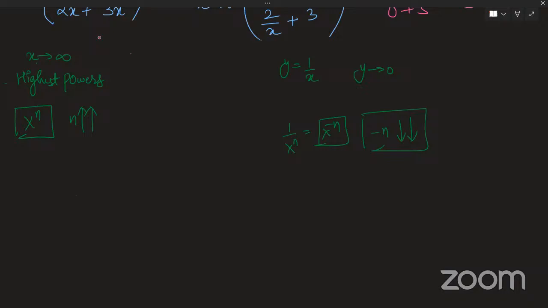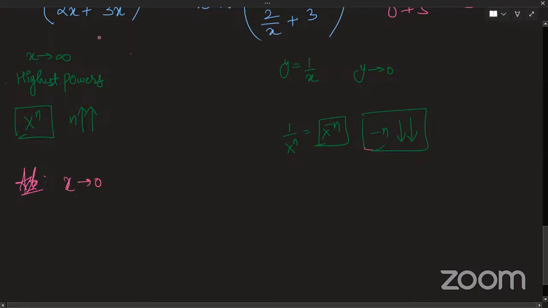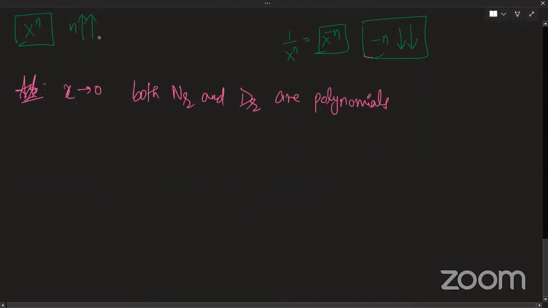Okay, so you tell me what will happen in this case when my variable x is tending to 0. If my variable x is tending to 0 and both numerator and denominator are polynomials, which powers should I be taking in both numerator and denominator? I will be considering the lowest powers.